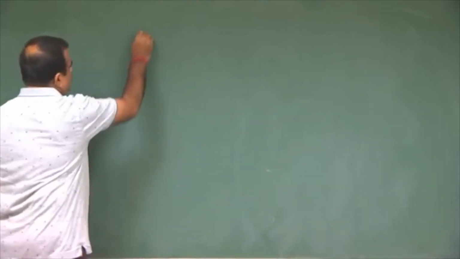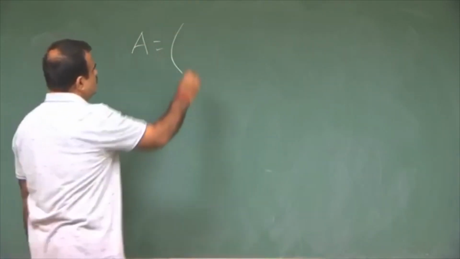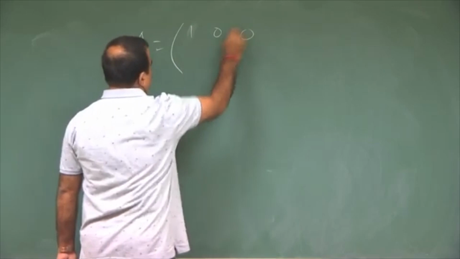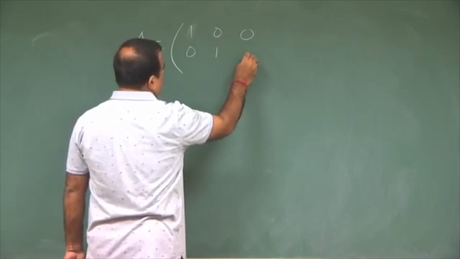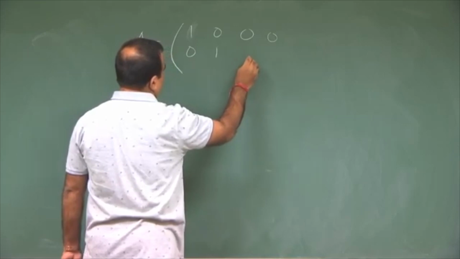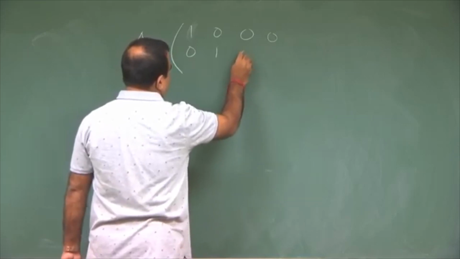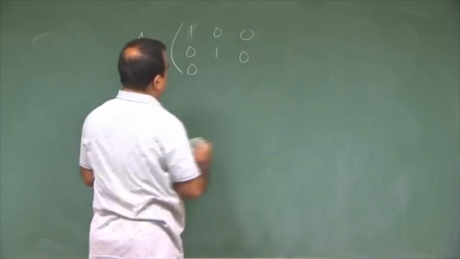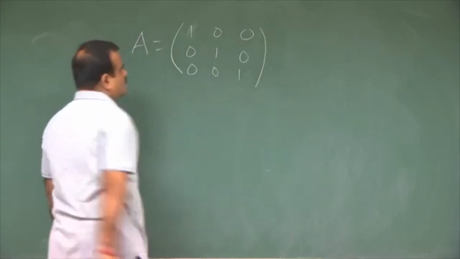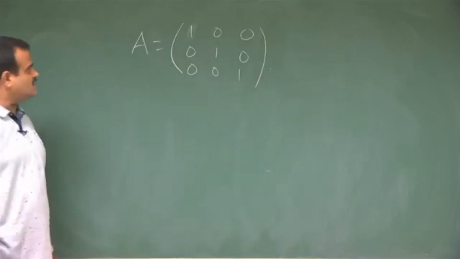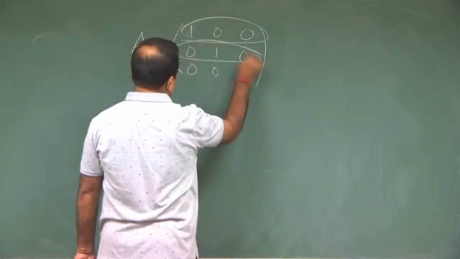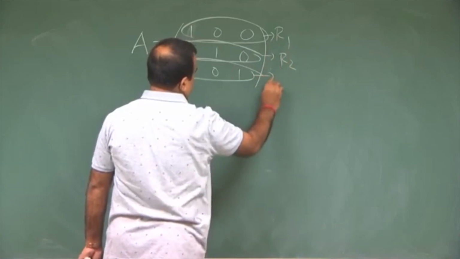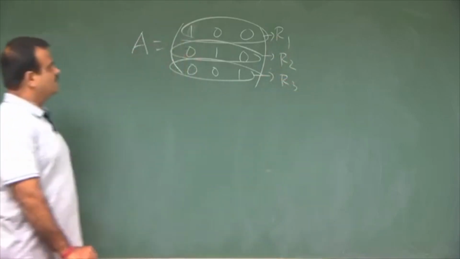Suppose we have a matrix like this: 1 0 0, 0 1 0, 0 0 1. Okay, a 3 by 3 matrix, we simply take the identity matrix. Now, what are the rows? These are the rows. This is R 1, this is R 2, this is R 3.